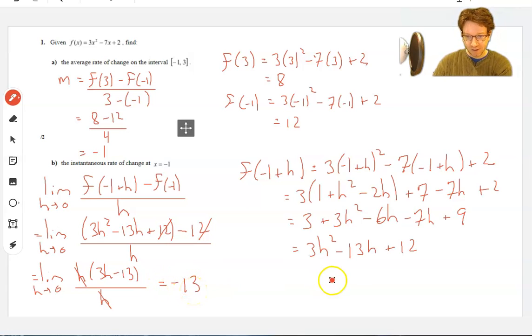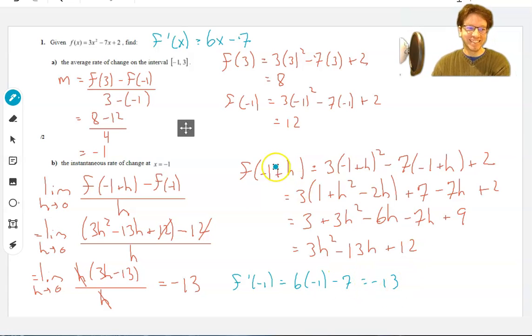Now, if you're ever unsure about this, you guys have an additional skill now, since we've done a little bit of chapter 2. Find the derivative, right? F prime at x just equals, okay, 6x minus 7. And then find f prime at negative 1. So f prime at negative 1 equals 6 times negative 1 minus 7, which equals minus 13. And we're done in 2 lines.